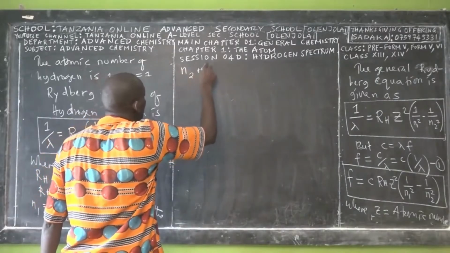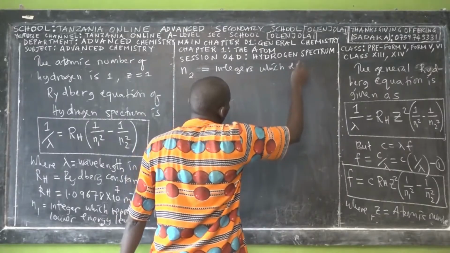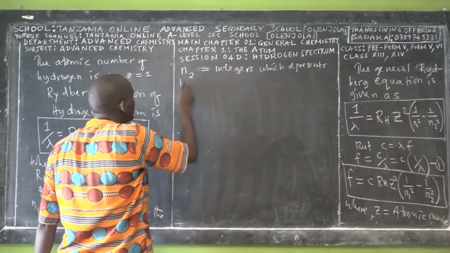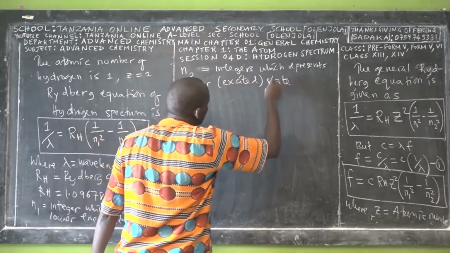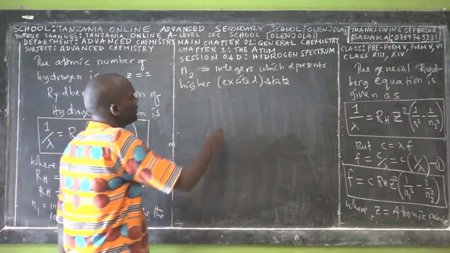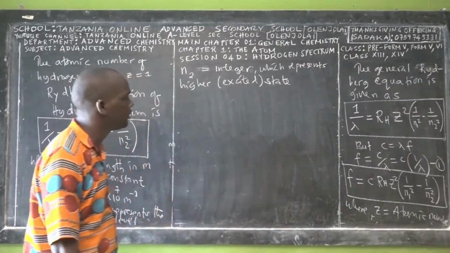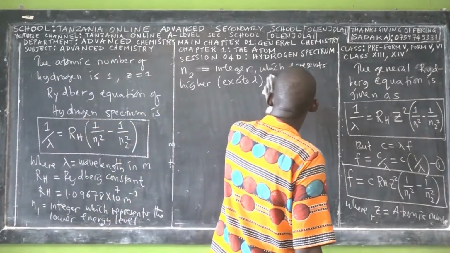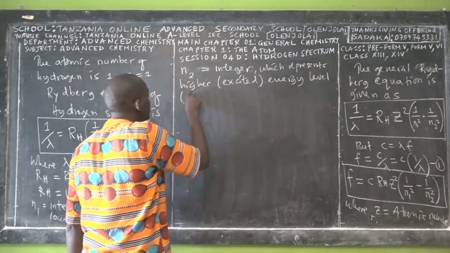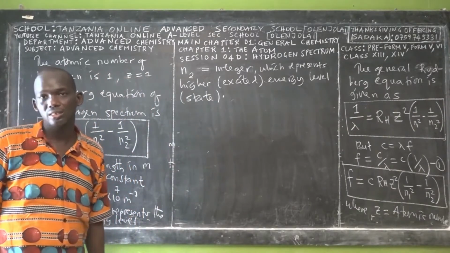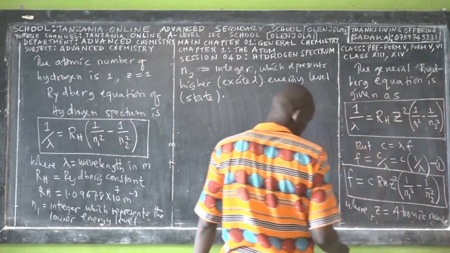So n2 is an integer which represents the higher or excited state, the higher energy level or state.